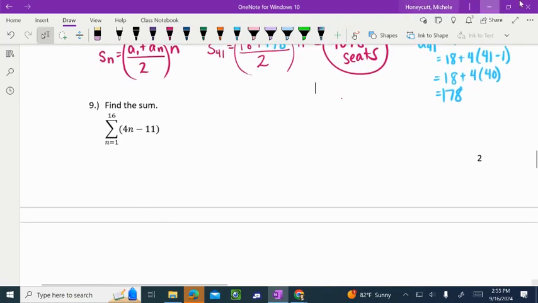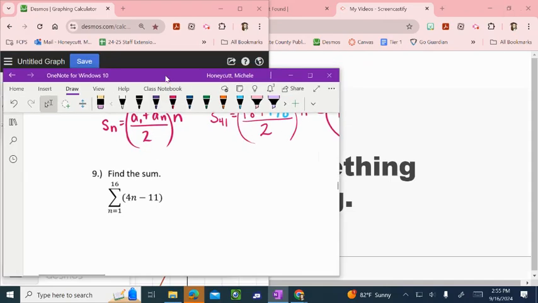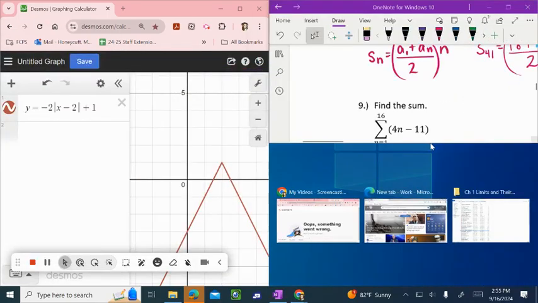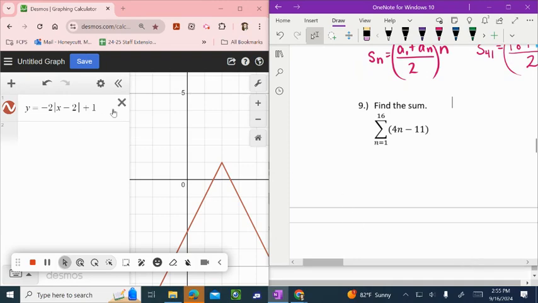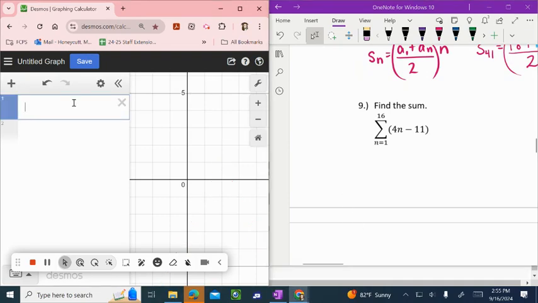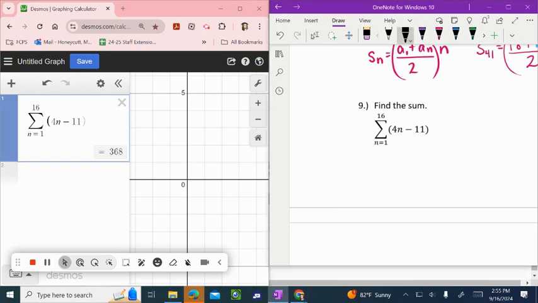For number 9, you're going to want to use the Desmos graphing calculator to find the sum. You can grab Desmos and type in SUM from n equals 1 to 16, and just make sure you use parentheses: 4n minus 11. And you get 368.